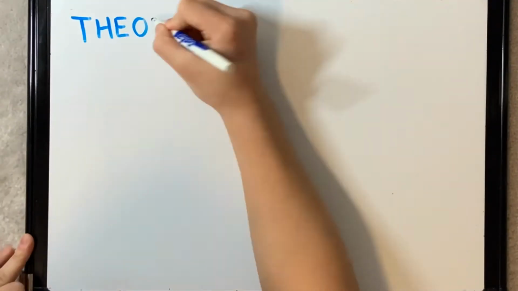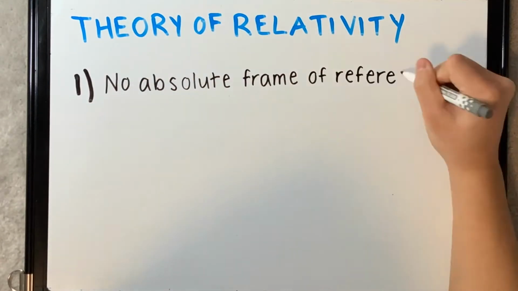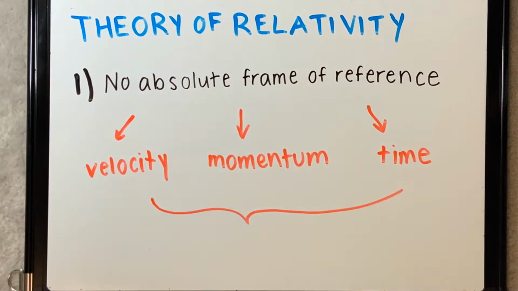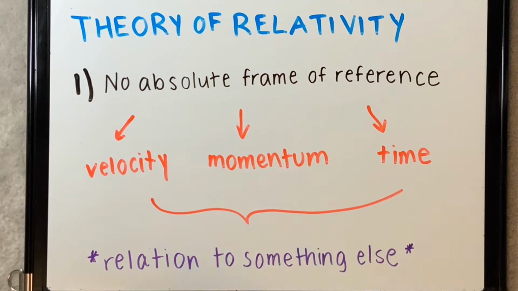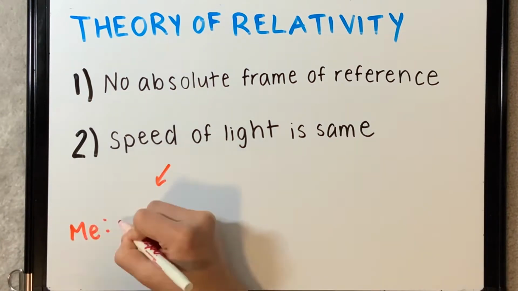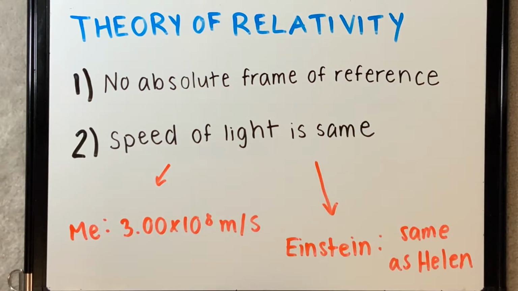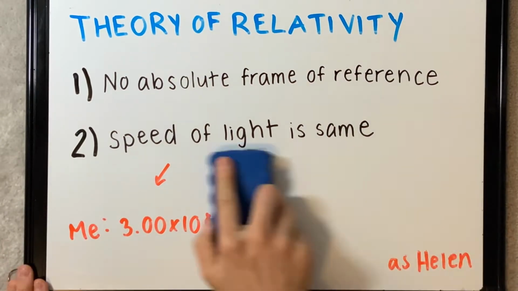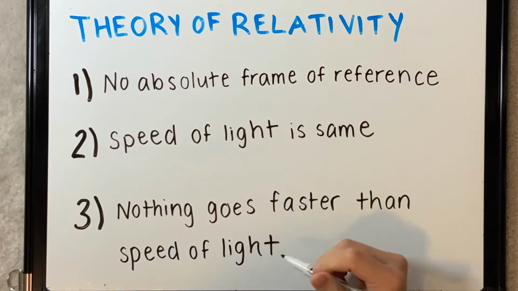First, there is no absolute frame of reference. Every time you measure an object's velocity or its momentum or how it experiences time, it's always in relation to something else. Second, the speed of light is the same no matter who measures it or how fast the person measuring it is going. Third, nothing can go faster than light.